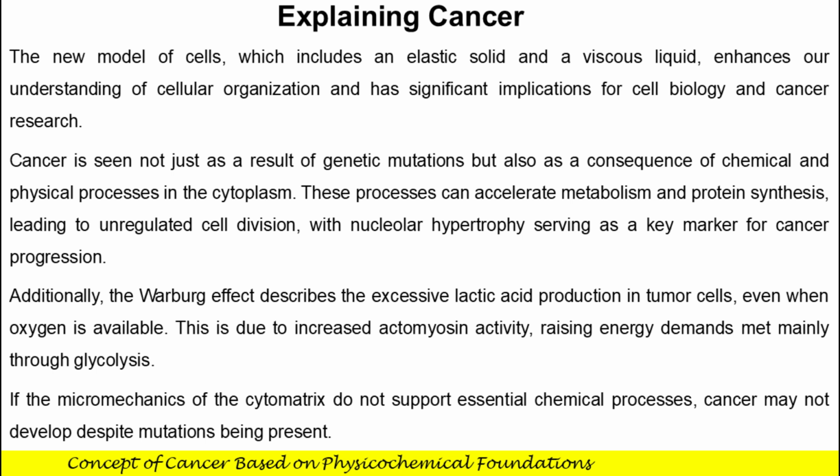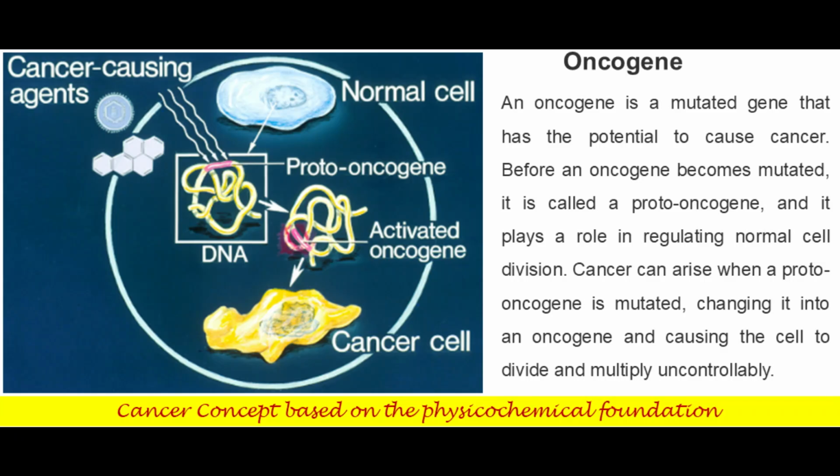The micromechanics of the cytomatrix plays a crucial role in regulating the rate of chemical reactions. The necessity for changes in matrix mechanics to fulfill the biosynthetic and energy requirements of malignant cells indicates crucial transformations in cancer development. Thus, alterations in matrix mechanics and oncogenic mutations are essential for the onset and progression of cancer. The activity of motor proteins in the cytomatrix must be significantly higher than that of normal cells. Therefore, it is not only oncogenic mutations that are necessary for cancer progression.